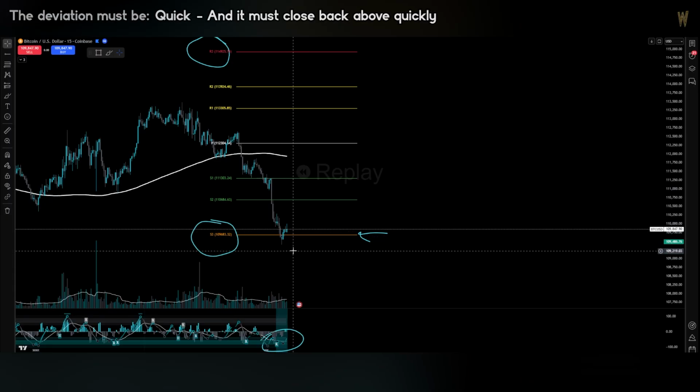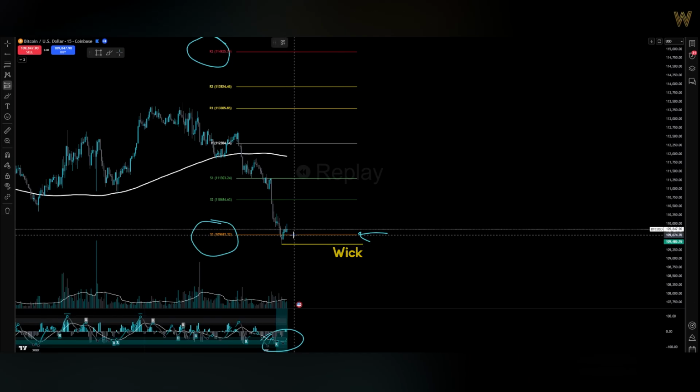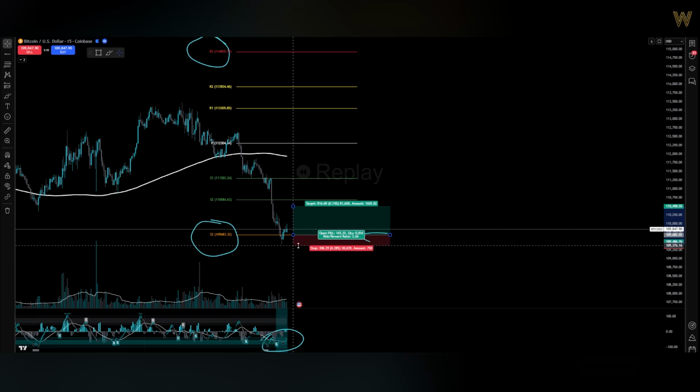So in this case, you're given a deviation underneath, which is this little wick right here, and that should be your level of invalidation. As always, we know we're looking for the S3 level to enter the trade. So we give ourselves some wiggle room underneath the wick. It's a very, very tight stop loss. Again, it's a mean reversion. You're going against the trend.